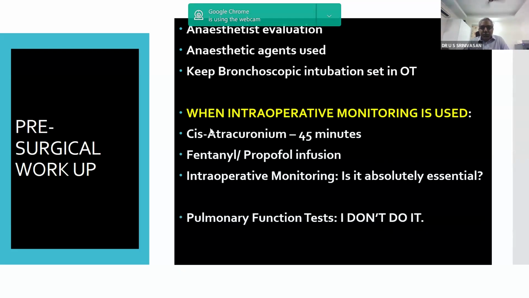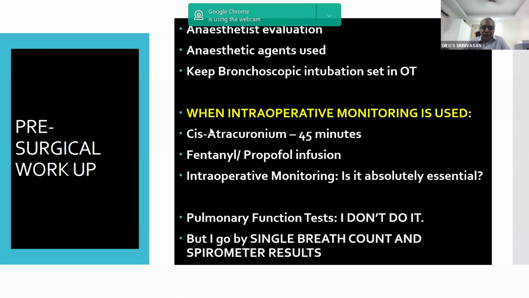Pulmonary function tests: textbooks say normally in all CV junction cases do pulmonary function tests, but in transoral surgery cases, I never did a pulmonary function test. I go by single breath count. If the single breath count is more than 15, then I am confident the patient will not go into ventilator. Second, I start the patient on spirometer 1 week before. And 2 days before, I ask the patient to get admitted and look to what extent they are able to blow the balls out of the 3 balls. If they are able to blow 2 balls, I'm extremely happy that the patient will not go into the ventilator post-operatively. This is what I do, and I'm successful in these cases.